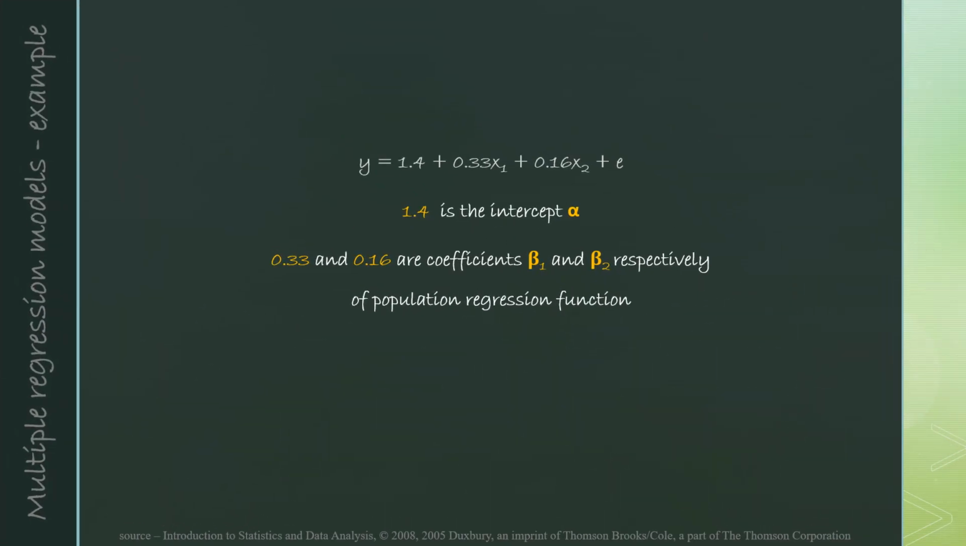1.4 is the intercept alpha, 0.33 and 0.16 are coefficients beta 1 and beta 2 respectively of the population regression function, and standard deviation of error E, sigma E, assumed to be known, equals 0.15.